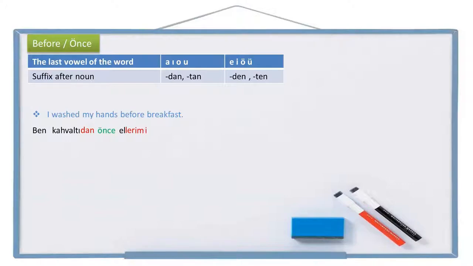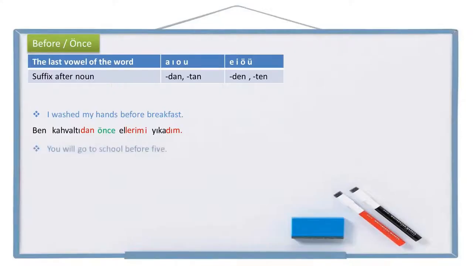Because I washed these hands, my hands, not any hands, I need an accusative suffix here. Ellerimi, wash, yıka, washed, yıkadı, I washed, yıkadım. I washed my hands before breakfast. Ben kahvaltıdan önce ellerimi yıkadım.